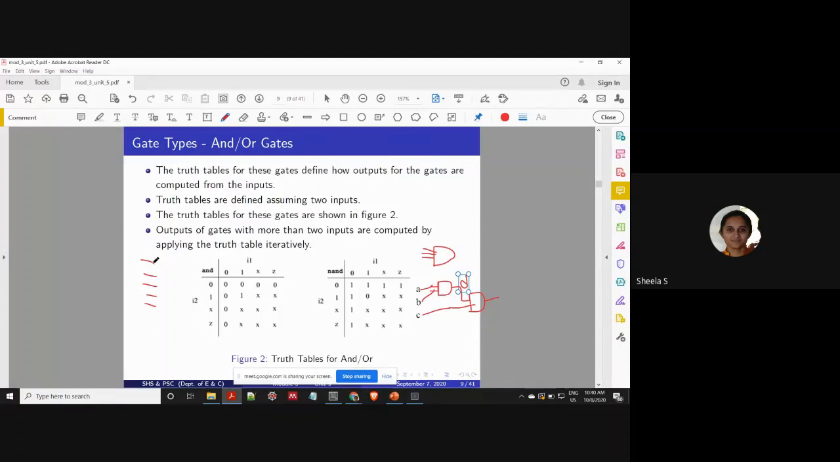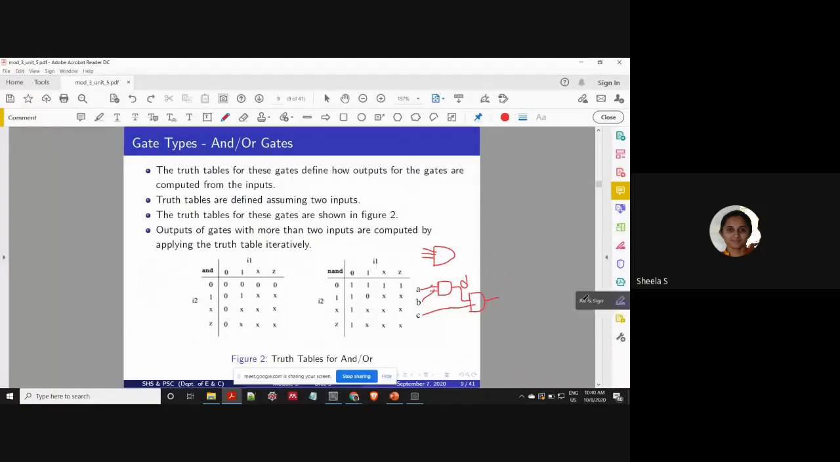Then the output of these two can be given to another AND gate, and the output of these two can be given to another AND gate. So this output will be considered as an input for another AND gate, and the output of this will be considered as an input for a third AND gate. So like this I can process to get the output for 10 input gates. So this is how we are going to consider it. Any doubt?